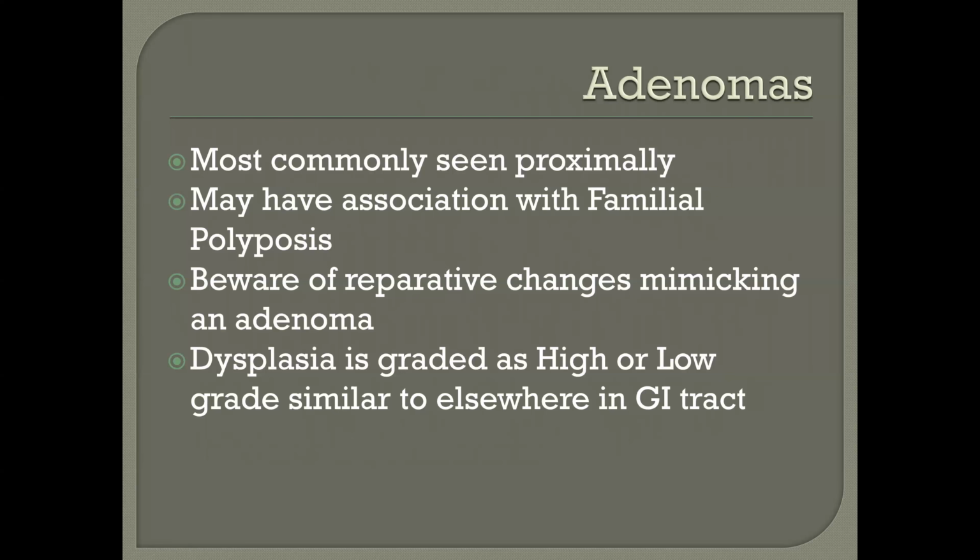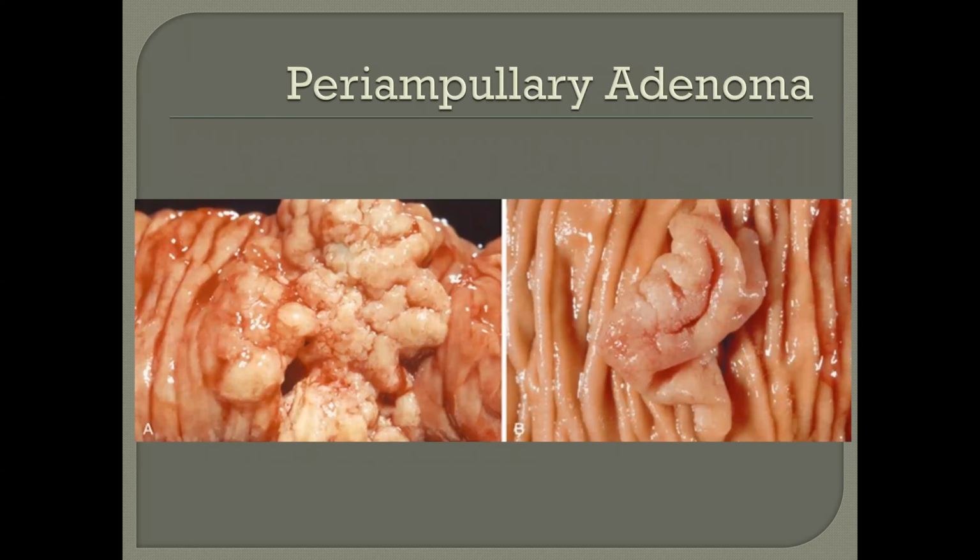They are seen usually in the proximal GI duodenum, and often are associated with familial polyposis. Well, that's partly because patients with familial polyposis are going to get upper endoscopy because of this presence. But you need to be aware of reparative changes and so forth. As elsewhere, we typically grade dysplasias with low and high grade categories.